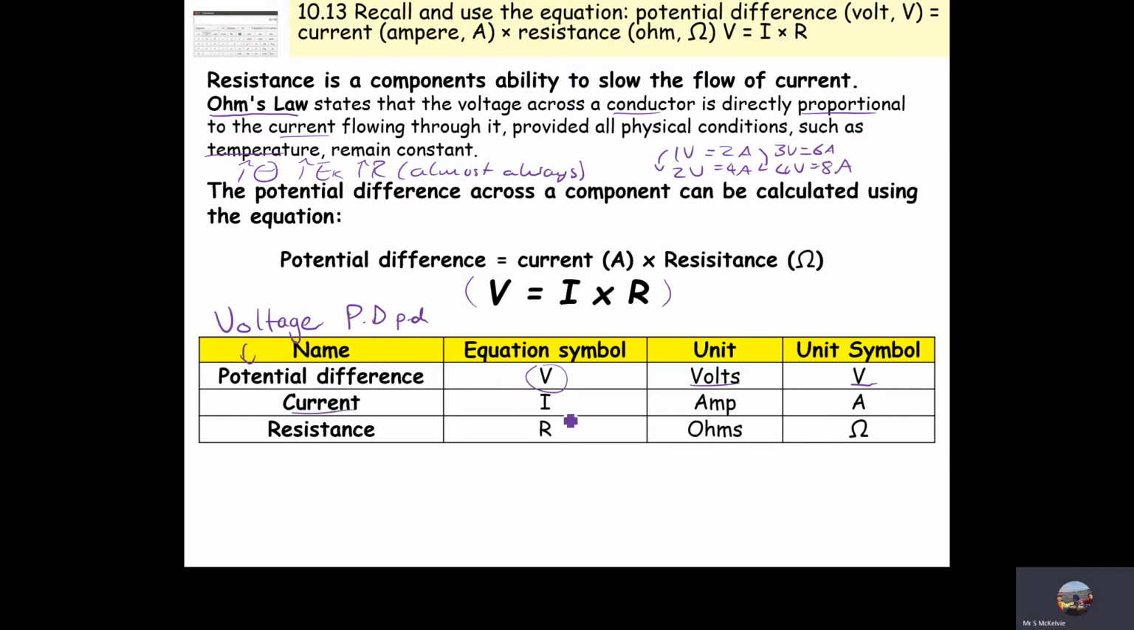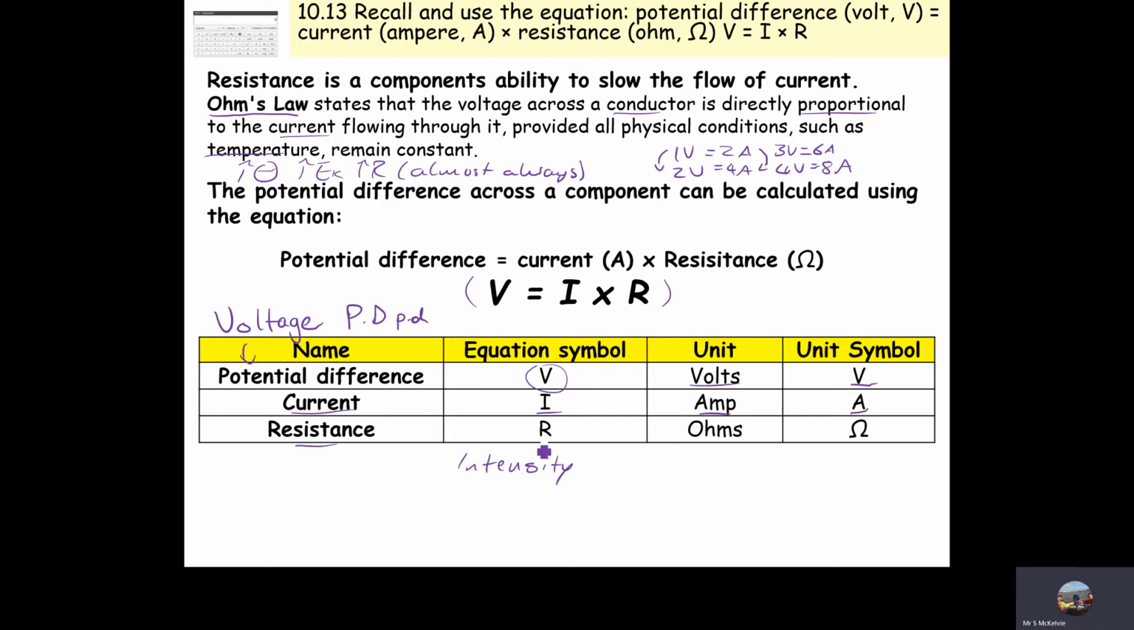Current, the symbol for that is I. The reason for that is it used to be called the intensity of flow. So we use I for current, the rate of flow, measured in amps after Ampere, who was the scientist who discovered it, and the unit symbol is A.